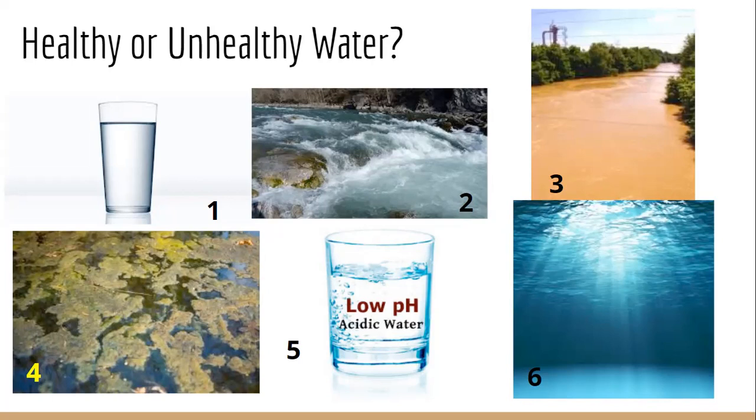All right, so I'm seeing 5 is unhealthy. 3 and 6 are unhealthy. 1, 2, 5, and 6 are healthy. 2 is healthy. 1 and 2 are healthy. 2 is unhealthy.